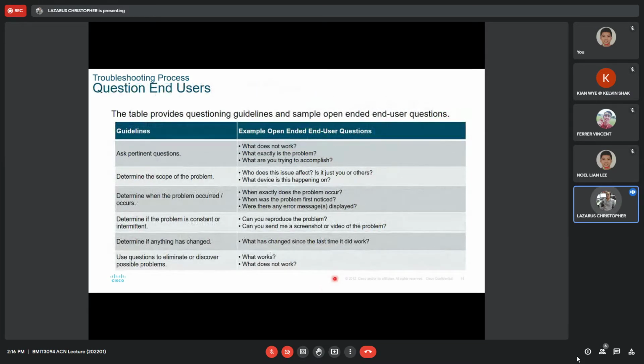So what if you're troubleshooting and you need some information from the users? These are the types of questions that you can ask the end users. Ask pertinent questions simply means ask the correct questions. So things that you can ask: ask them specifically what is not working, or what the problem is. Sometimes they give you a problem and the problem is indirect, right? So it's your skill to ask the correct question so that the indirect reply becomes a direct reply.